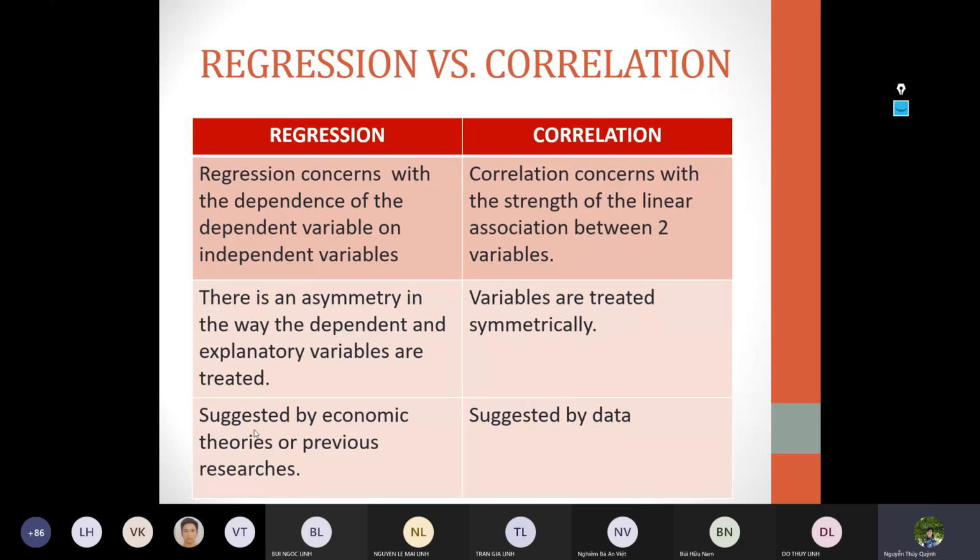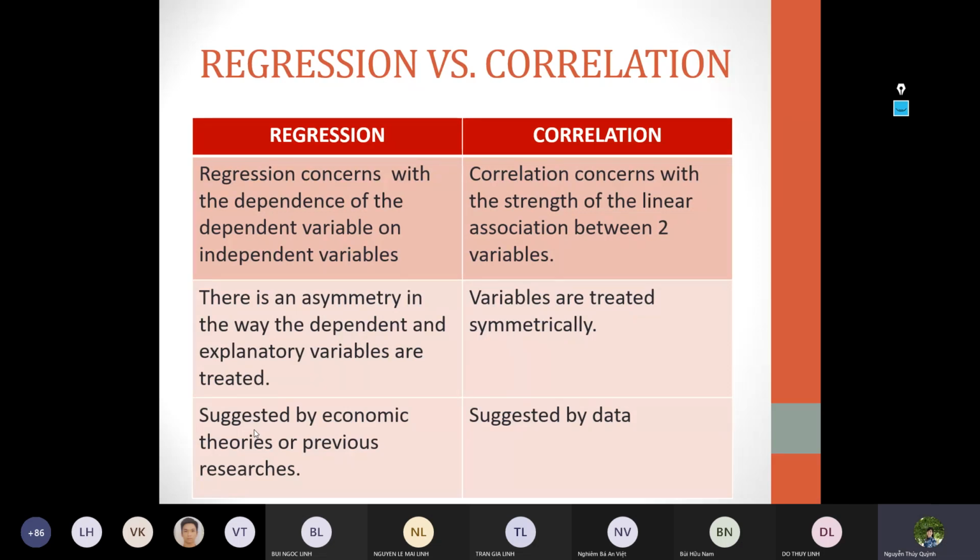As we have discussed, you cannot build a model on your own. You have to base it on economic theories and the results of previous research to determine the dependent variables and the independent variables, and also determine the type of relationship between them in the model. But for correlation, you do not need economic theories or previous research. You just need the data. The data will suggest the correlation relationship between the two variables.